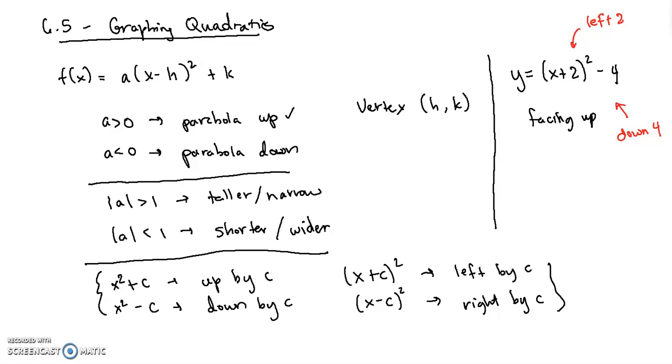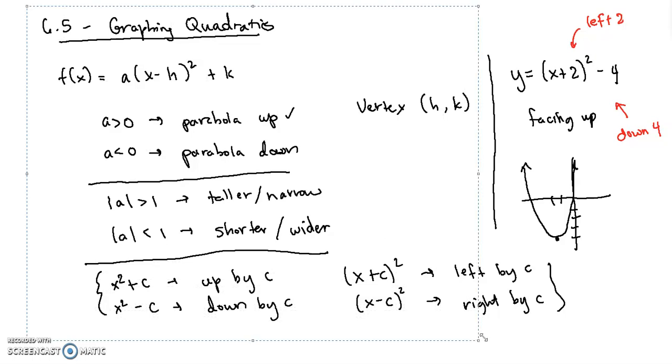So you should be able to, from that information, do a little sketch. Left 2, down 4, right there, okay? And be able to sketch that. You should have an idea of what that looks like immediately just from looking at the equation. That's what we want, is to be able to look at the equation and have an idea of what's going on. All right, so let's graph a few of these for this section.